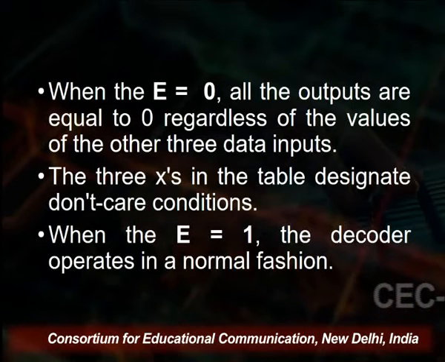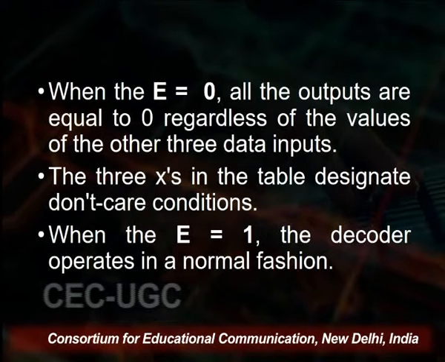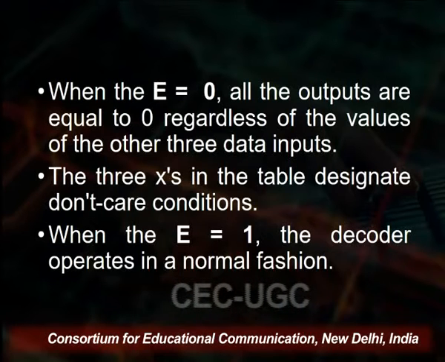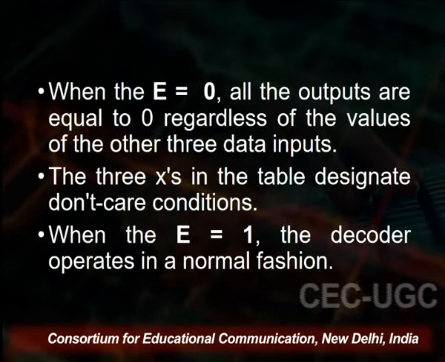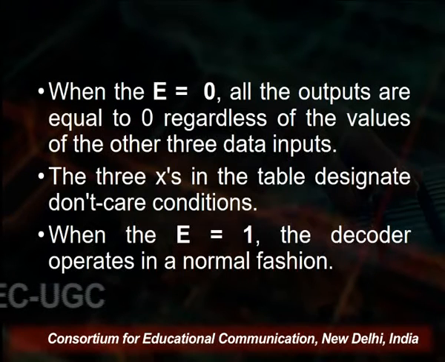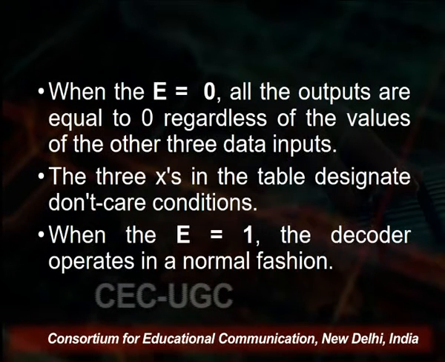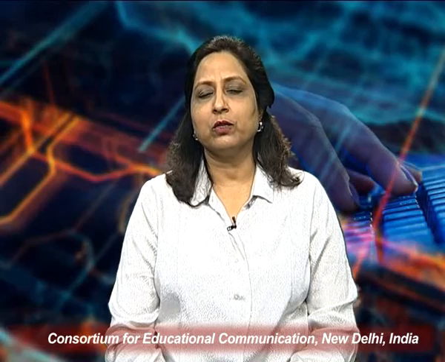So when E is equal to 0, all the outputs are equal to 0 regardless of the values of the other three data inputs. The three X's that I just mentioned in the table designate the don't care conditions. When E is equal to 1, the decoder operates in a normal fashion, which I just explained.